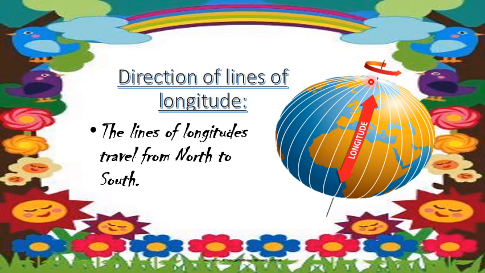Remember the poles? Poles are the highest point over here when we see the globe vertically. The topmost and in the bottom there are 2 points. They are called poles. So the lines which are traveling from one pole to another, they are called lines of longitude. What is the direction of the lines of longitude? The direction is north to south or south to north.